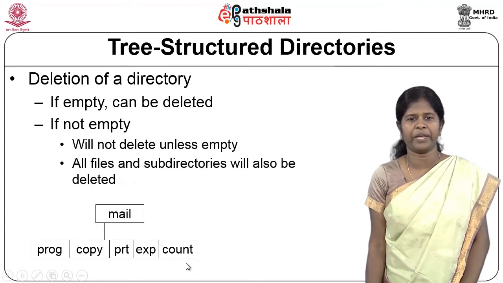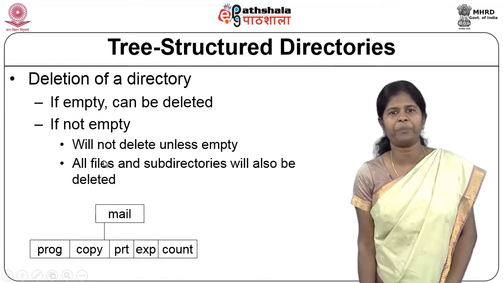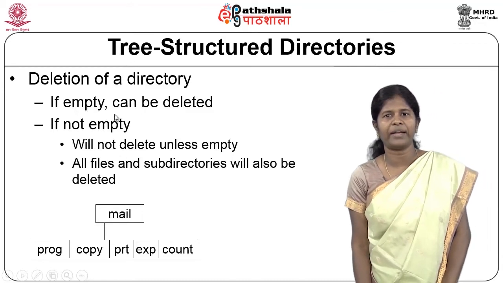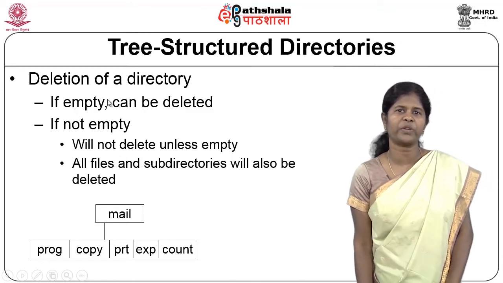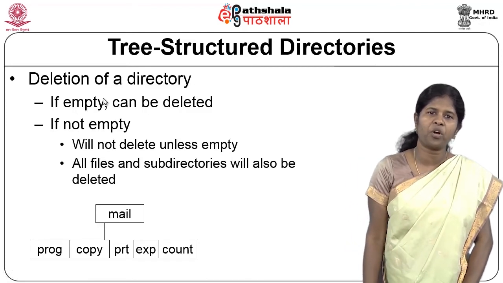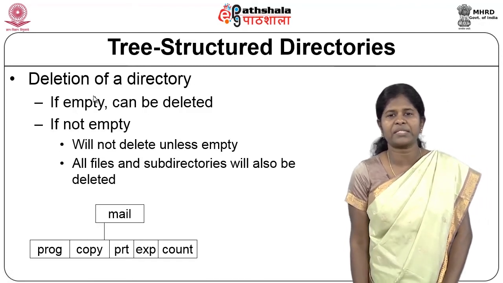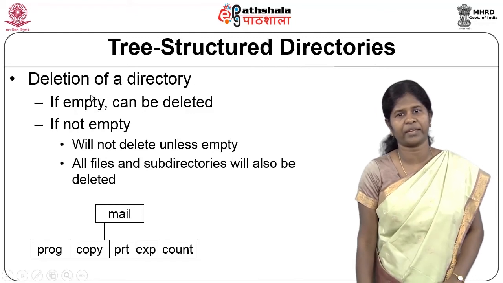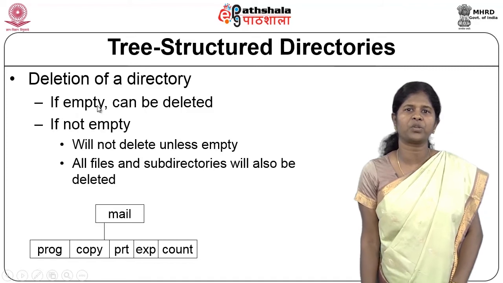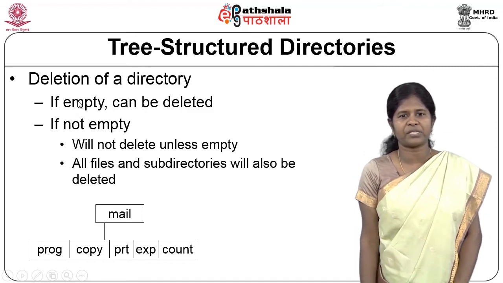So, beneath mail you can have a new directory called count. Now, what happens when you delete a directory? How can deletion be handled in this? Because when you are deleting a directory, it is possible to have a number of subdirectories and a number of files beneath the current directory. What will happen to those files and subdirectories?